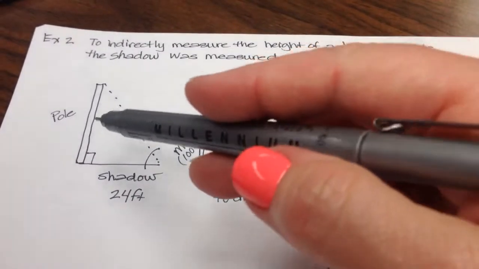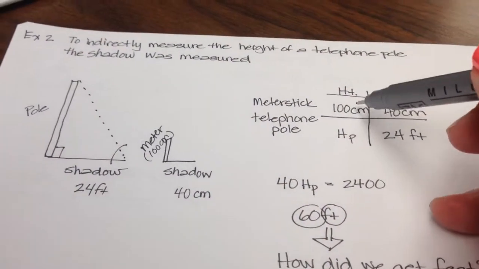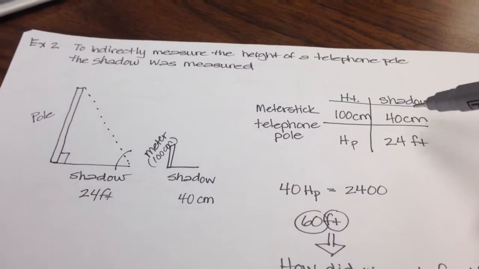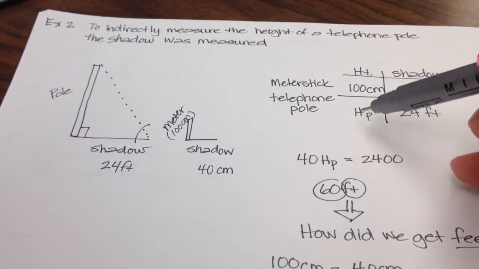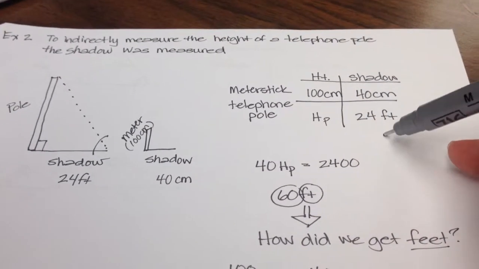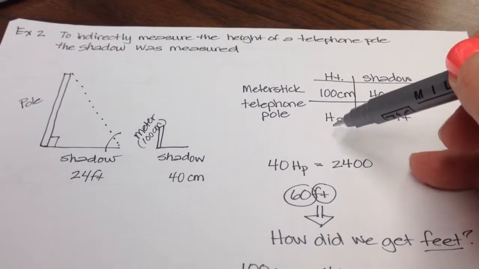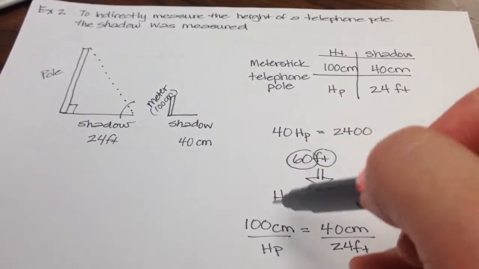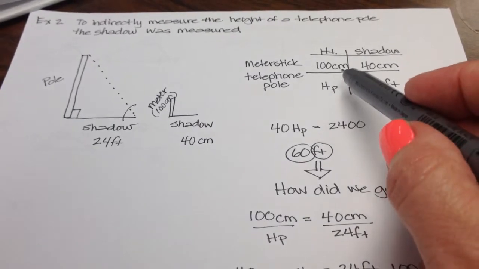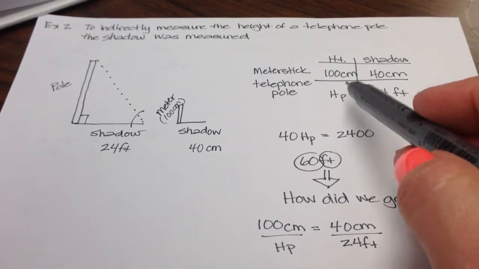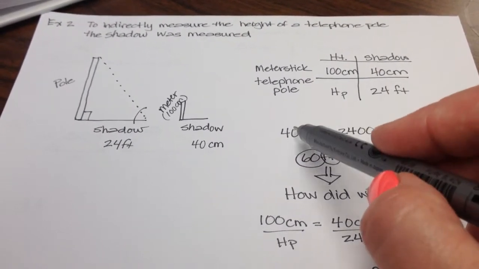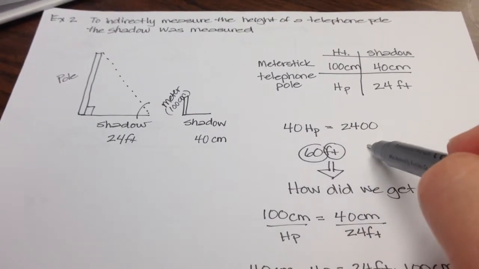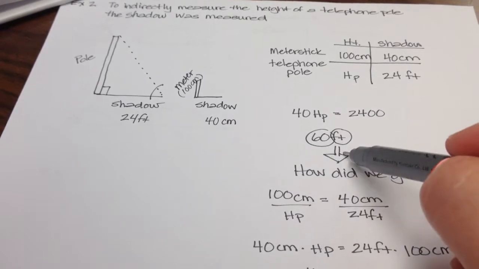So I'm going to make a ratio box. I have 100 centimeters, because that's what this is, remember? 100 centimeters casts a 40 centimeter shadow, so the height of the pole casts a 24-foot shadow. What's the height of the pole? So I'm going to cross cancel and divide. 100 over h. Okay, so cross cancel. So you get 40h equals 2400. 40 goes into 2400 60 times, so 60 feet.